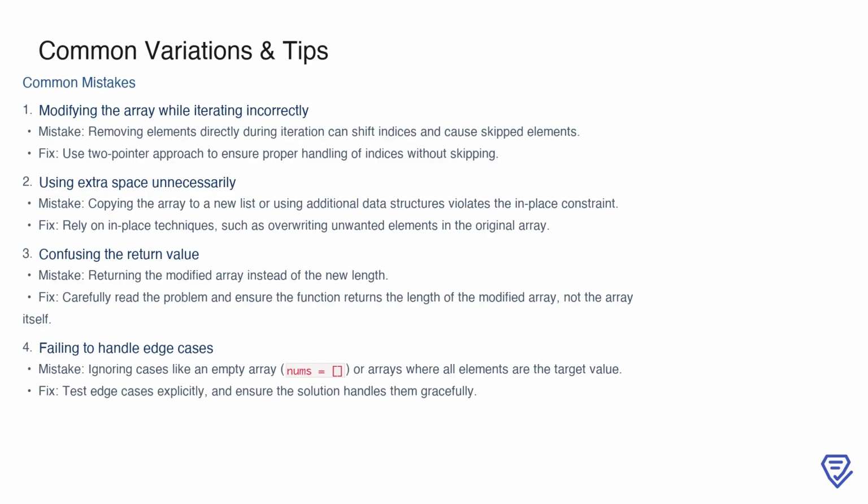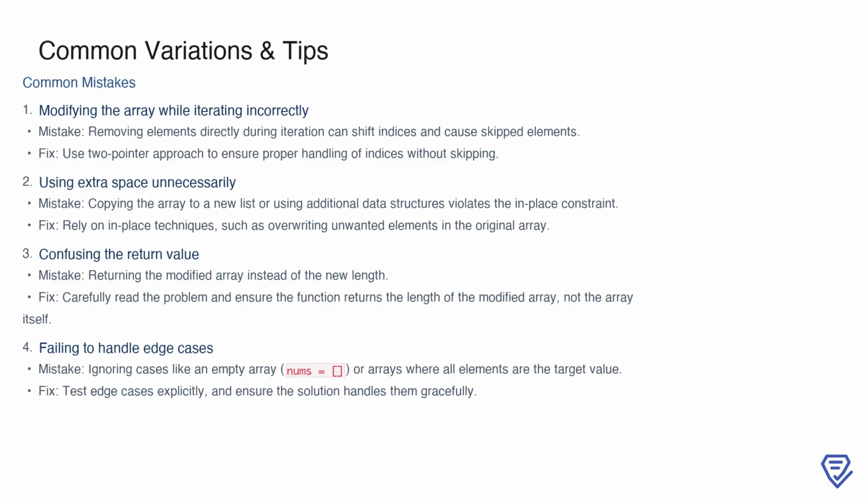Next, some solutions unnecessarily use extra space by copying the original array or using additional data structures. This violates the in-place constraint of the problem. A better approach is to overwrite the unwanted elements directly in the same array without creating a new one.